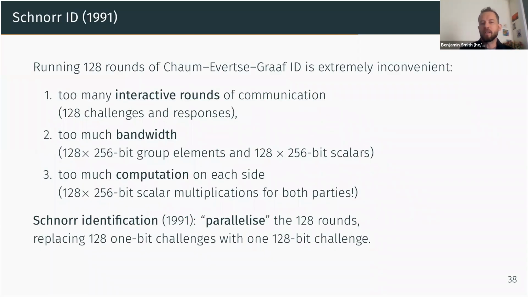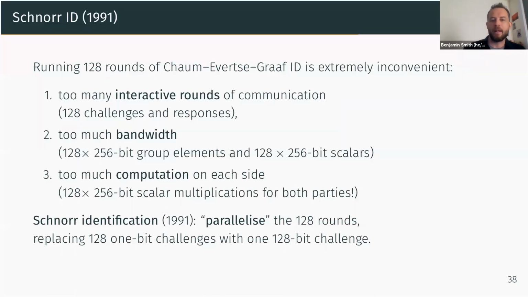But this is really inconvenient. There are too many interactive rounds of communication. You've got to be basically online for all this, just going backwards and forwards, 128 challenges and responses. You're sending much stuff. You think you've got 256-bit elliptic curve public keys, but instead you're sending 128 of these and 128 scalars. So this is kind of huge. And then everyone's doing a lot of scalar multiplication on both sides. So it takes a lot of energy, and it basically burns up the battery on your phone or slows your server down.